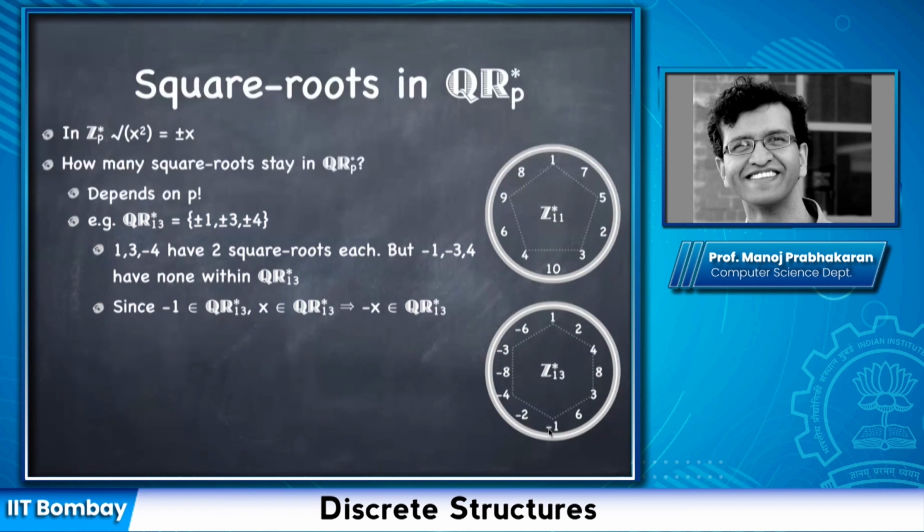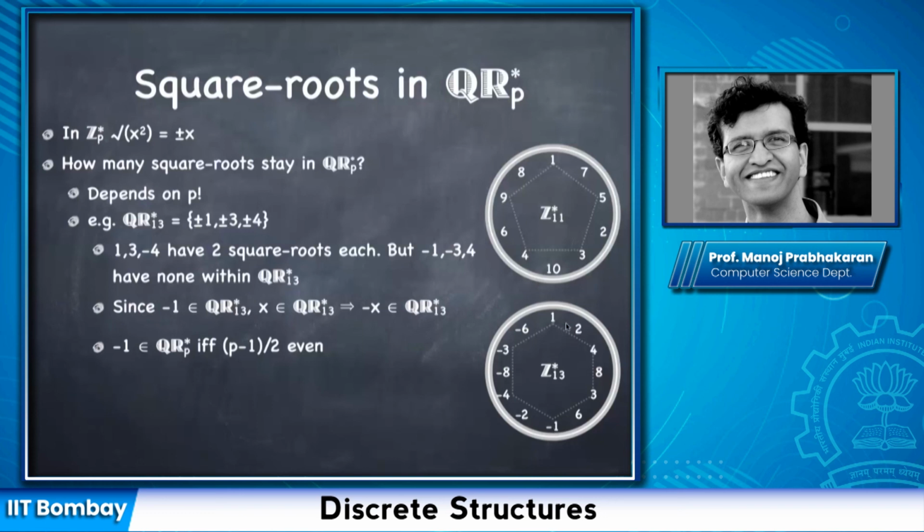Okay, so in the case of P equal to 13, if you start off with an element in QRP star and you go to minus that element, you'll still be in QRP star. Otherwise, if you start off outside, then you stay outside, right? So that all depends on whether minus 1 is in QR13 star or not. And when does minus 1 become an element of QRP star?